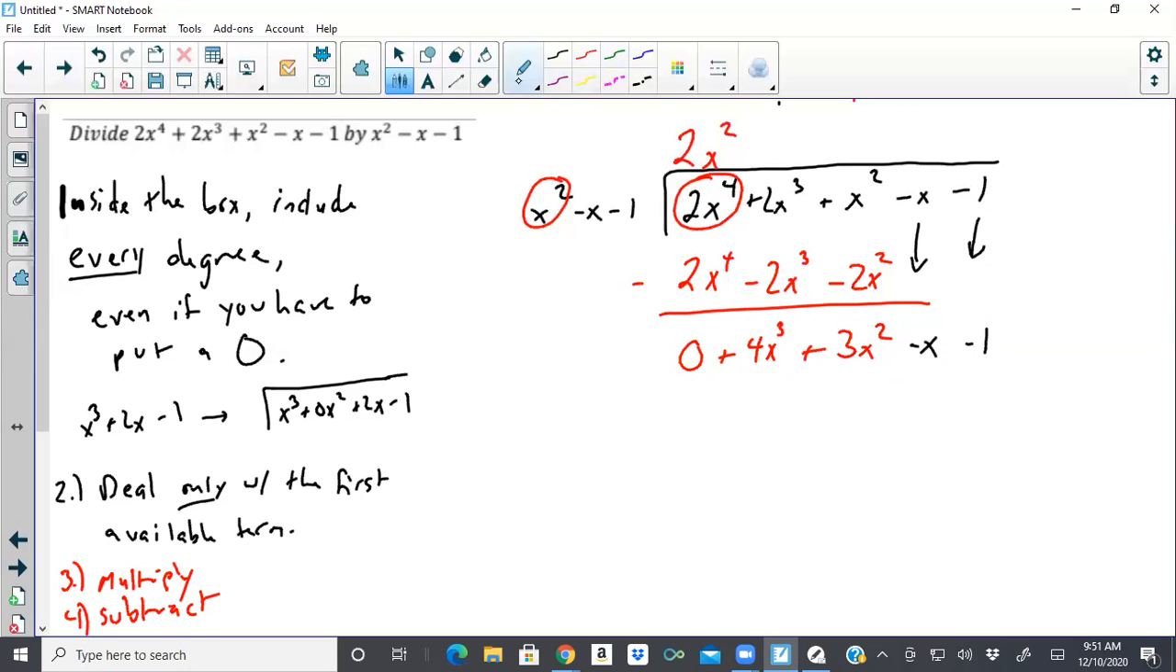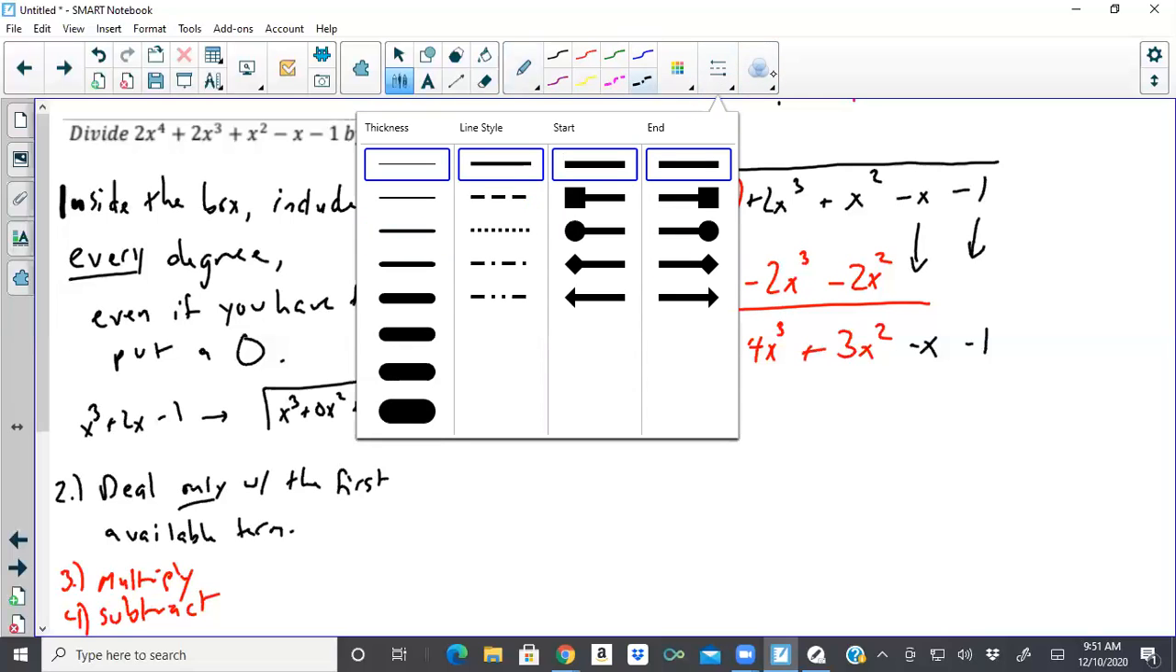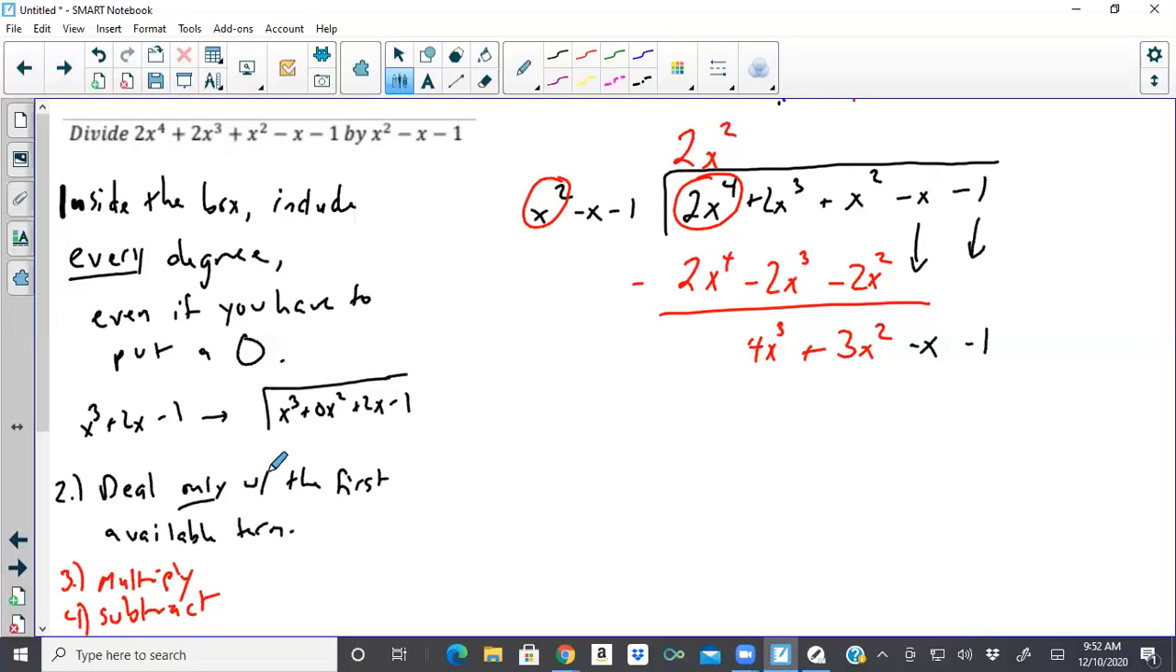Okay, so now I'm going to erase that 0 so it doesn't look confusing, because 0 plus anything is just whatever anyway. So now I'm just going to repeat these steps. I'm going to do the exact same thing that I just did, and I'm going to deal with the first available term. So deal only with the first available term. This is still the first available term right here. It still is. But now the first available term is right here.